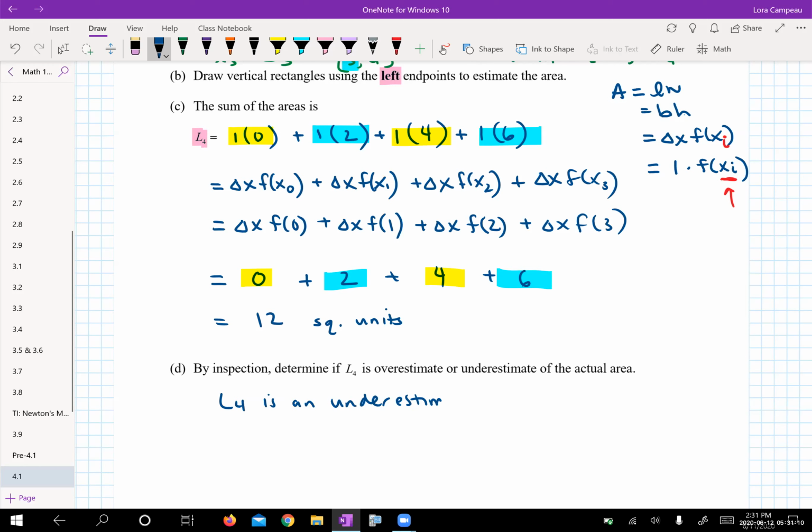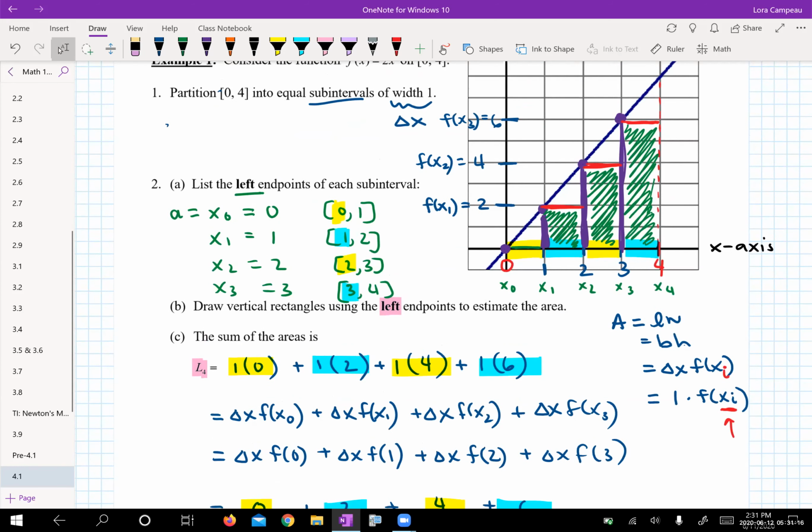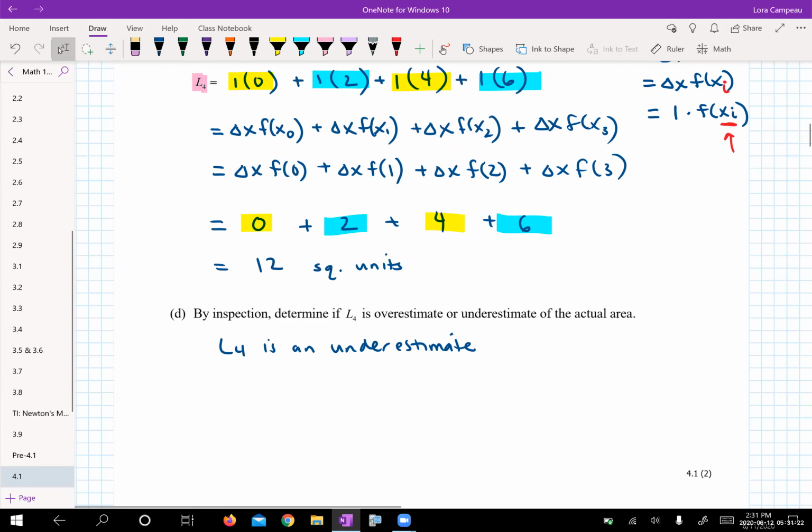And it's kind of important for you to see this. What does this mean? The rectangles that you're making are a lot smaller than the curve that you see. There's empty space that you have not accounted for. If you want to be more mathy, you can say this as L4, the sum of the areas, is actually less than the area of the actual.